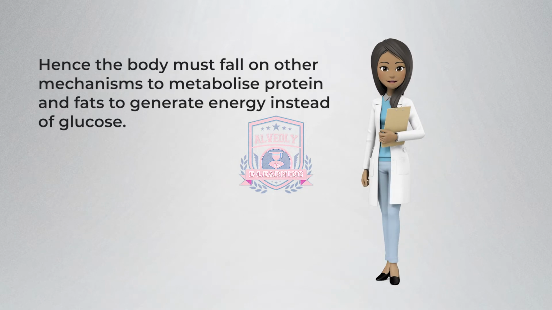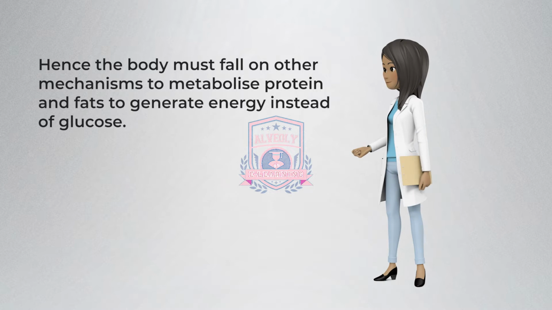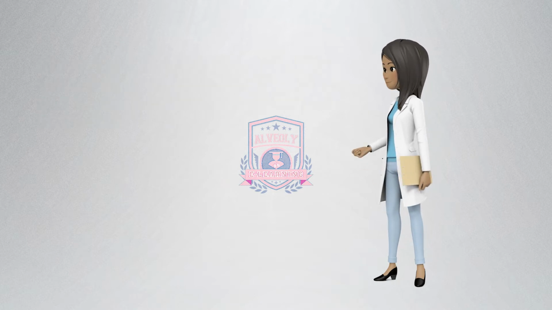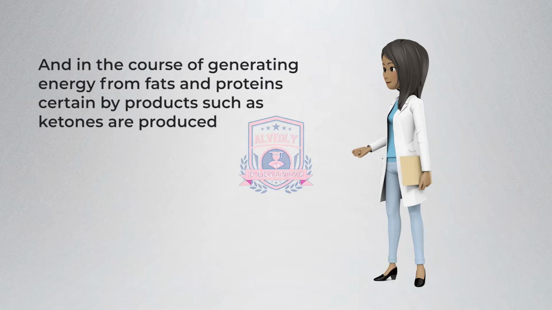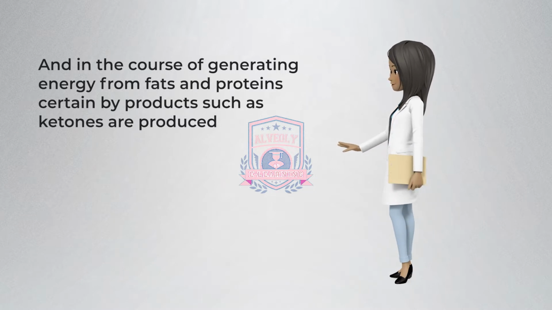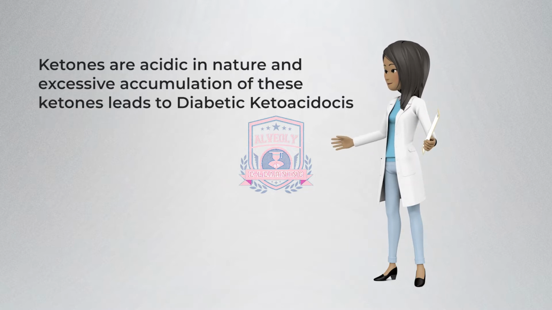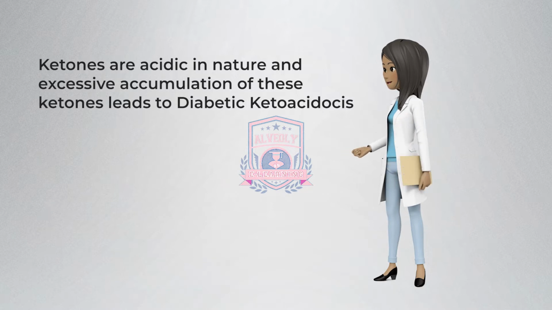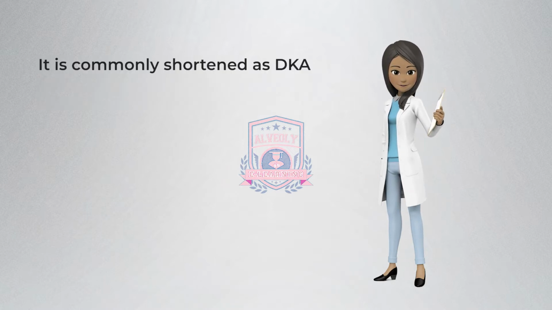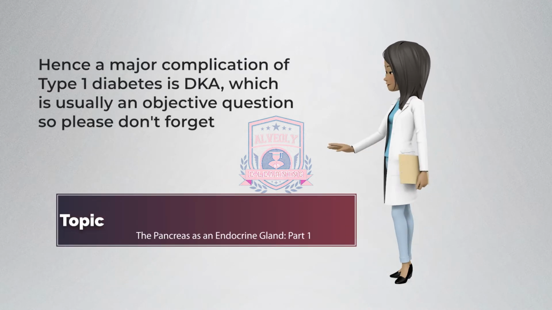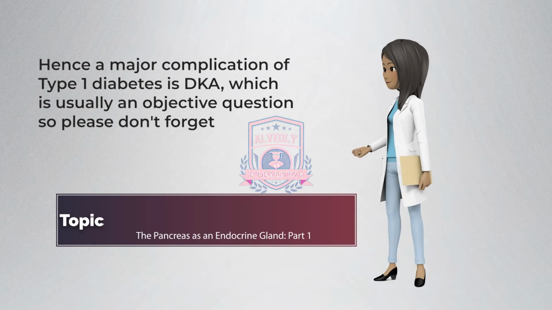Hence the body must fall on other mechanisms to metabolize protein and fats to generate energy instead of glucose. And in the course of generating energy from fats and proteins, certain byproducts, such as ketones, are produced. Ketones are acidic in nature, and excessive accumulation of these ketones leads to diabetic ketoacidosis. It is commonly shortened as DKA. Hence a major complication of type 1 diabetes is DKA, which is usually an objective question, so please don't forget.